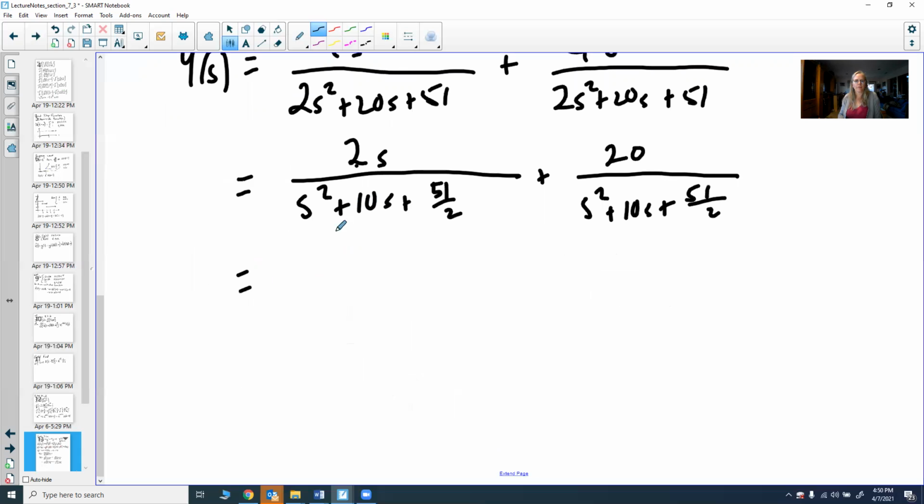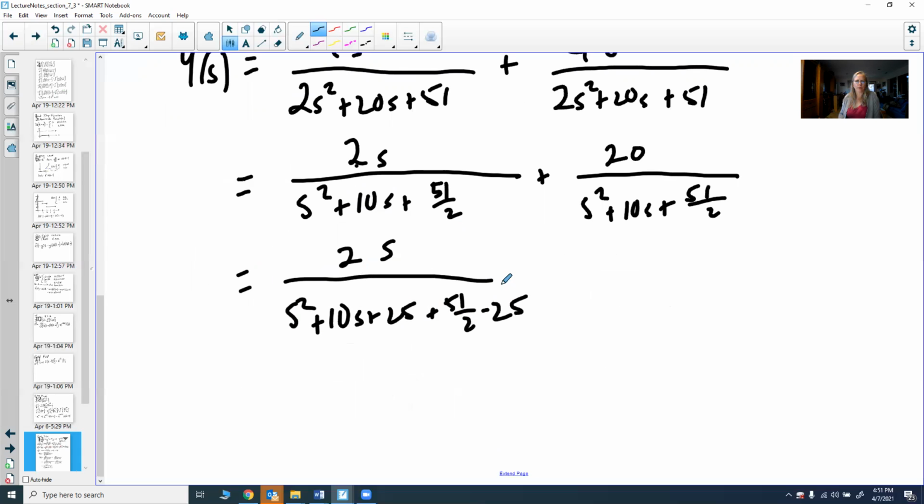Then we're going to divide the coefficient of the s term by 2. So 10 divided by 2 is 5. And then we're going to square that. So we've got s squared plus 10s plus 25 plus our 51 halves. But that means we've changed things, so we're going to subtract 51 halves. That'll be the same for the other one.